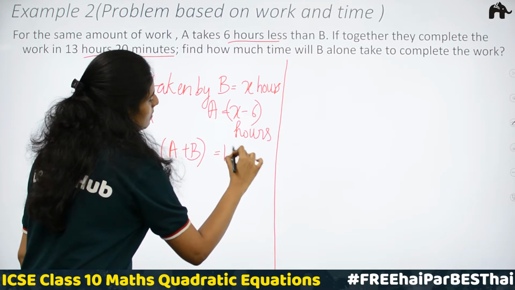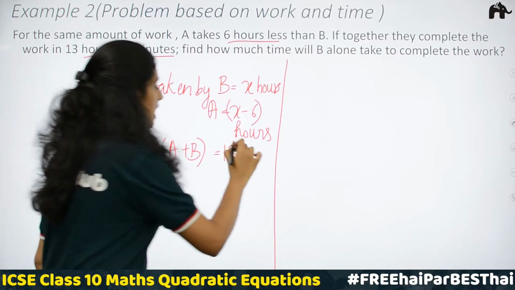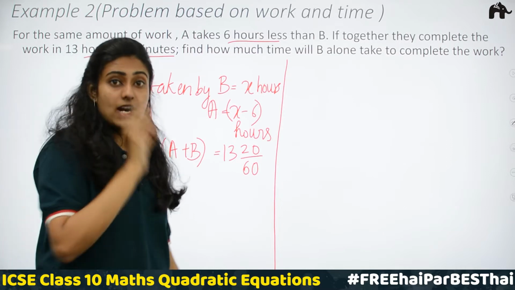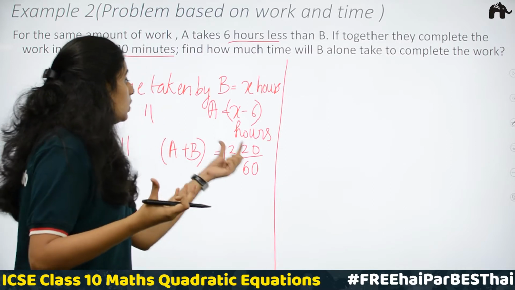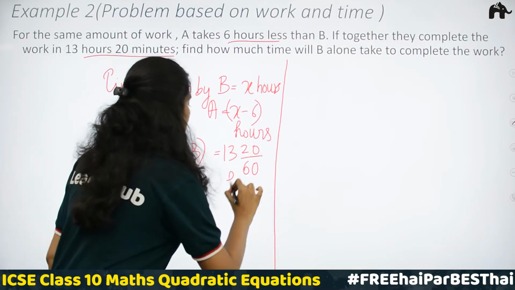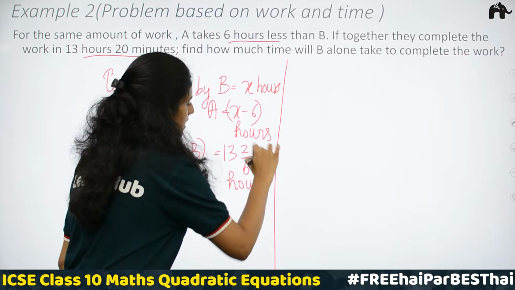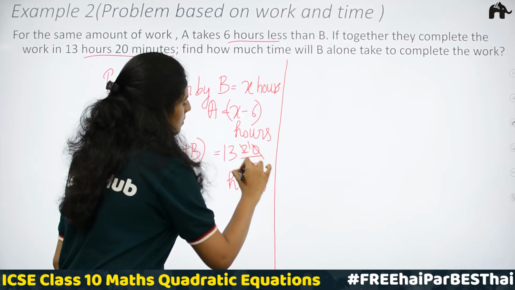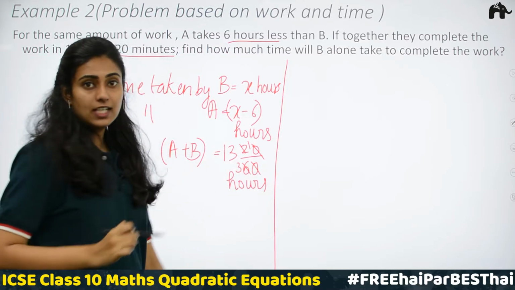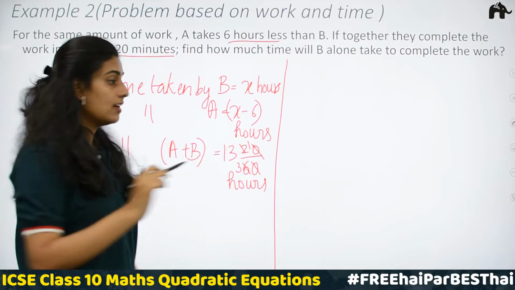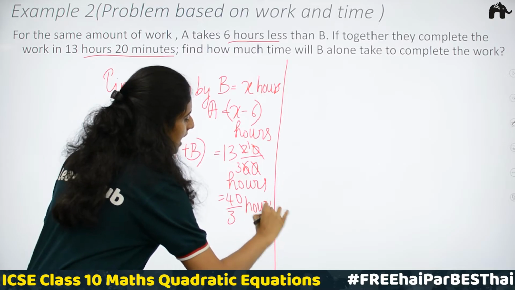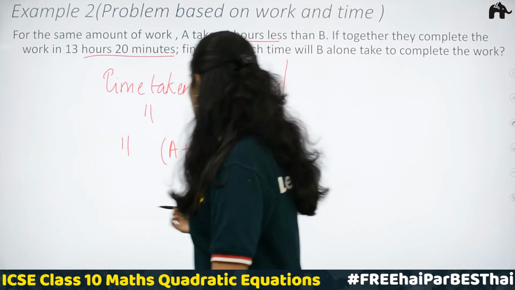A plus B is equal to 13 hours 20 minutes. 20 minutes can be written as 20 by 60 hours. Yes, we know 1 hour is equal to 60 minutes. 20 minutes will be equal to 20 by 60 hours. Cancelling the zeros, 2 by 6 is 1 by 3. 13 into 3, 39. 39 plus 1, 40. 40 divided by 3 hours is the time taken by A and B together.